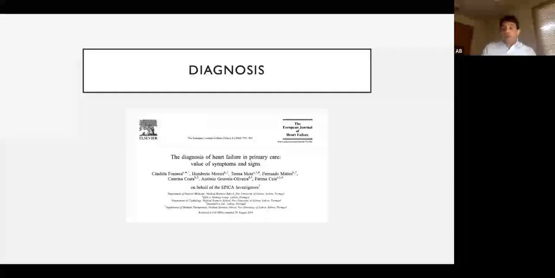All right, moving forward to the diagnosis. Most of the time, not most of the time, all the time, heart failure is a clinical diagnosis. But can you diagnose heart failure from only symptoms and signs? You can, but maybe it's not a confirmatory diagnosis without doing more testing to see what's going on.